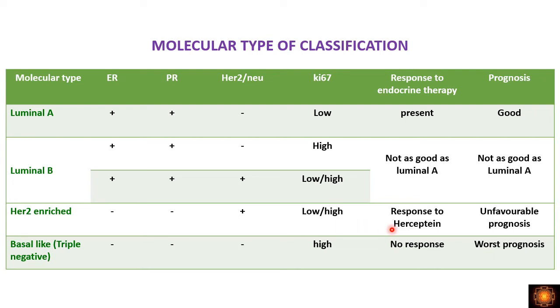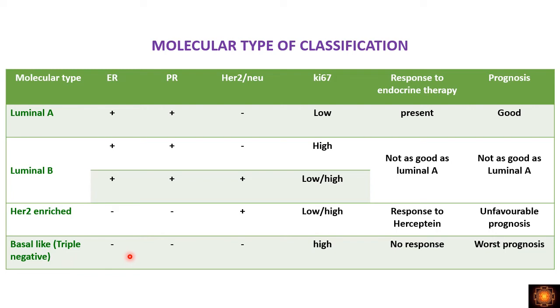And here the response is to Herceptin, because we have to use the HER2 receptors to block these cells. So they use the Herceptin, which acts on the HER2 receptor positive cells. Now this has unfavorable prognosis. It's not good. Whereas the last one is basal-like or the triple negative.